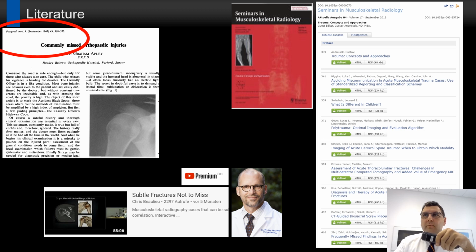There are also some modern publications, such as here in Seminars in Musculoskeletal Radiology, published a few years ago. I myself was editor of that special edition. You can see we covered a lot of topics regarding these things. And there are also online tutorials already available, such as from Chris Beaulieu, a very distinguished and very good radiologist, whom I know personally, and I can also recommend his lecture here about subtle fractures, which are not to miss.